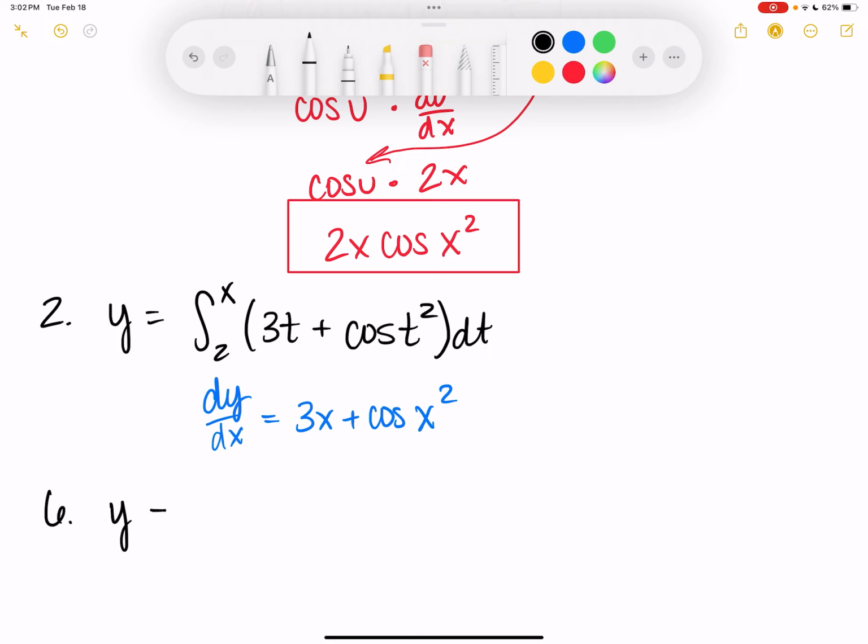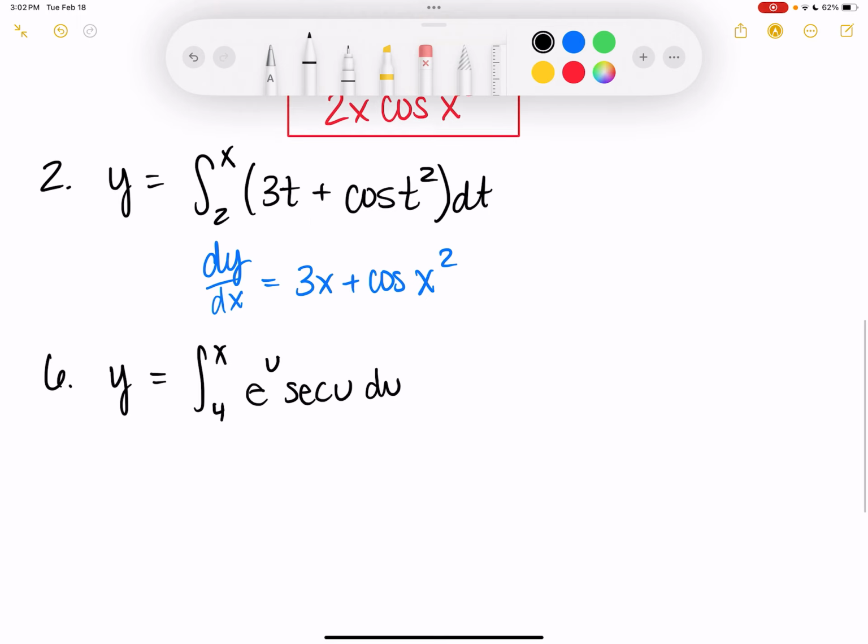But 6. Y equals the integral from 4 to x of e to the u secant of u du. So what would this one be? E to the x secant of x. Yep. E to the x secant of x.